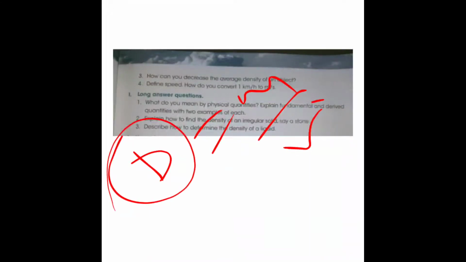Okay, next we have: how can you decrease the average density of an object? We know density equals mass by volume. We can decrease the average density of an object by increasing the volume. This will be the answer. The average density of an object can be decreased by increasing the volume of the object. Okay, so this is the answer.